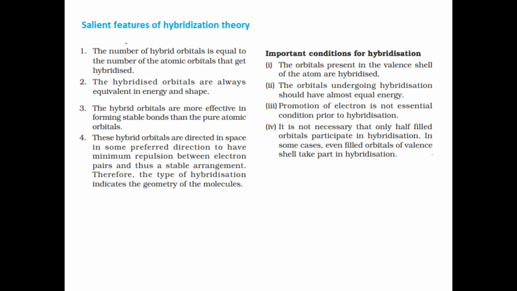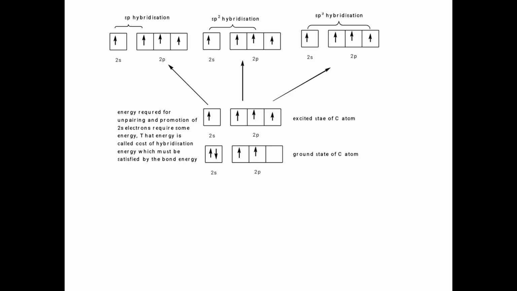Important conditions for hybridization: the orbitals present in the valence shell of the atom are hybridized. The orbitals undergoing hybridization should have almost equal energy. The promotion of the electron is an essential condition prior to the hybridization. It is not necessary that only half-filled orbitals participate in hybridization. In some cases, even filled orbitals of the valence shell can take part in the hybrid orbital.